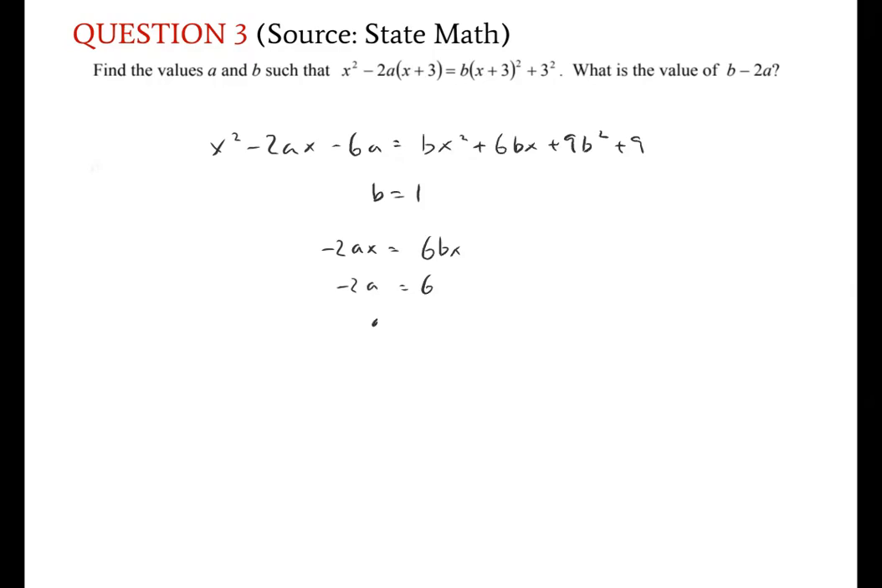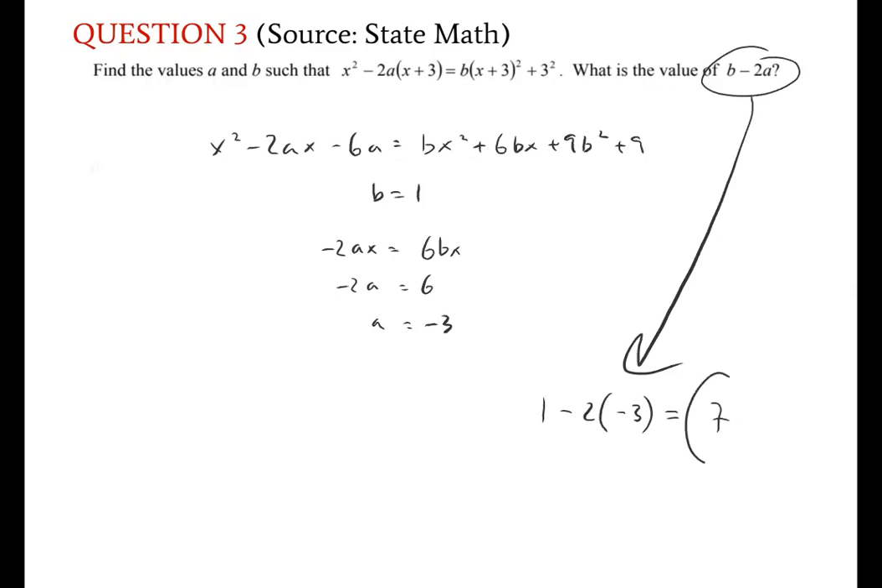So that means that a is equal to negative 3. And we can just put this back in here. 1 minus 2 times negative 3 is just equal to 7. And that is our answer.